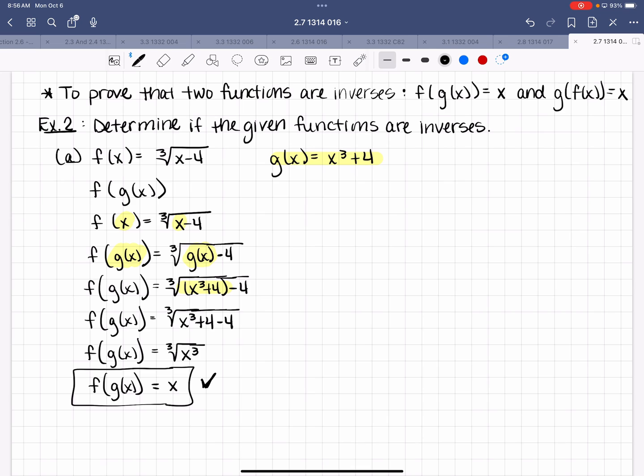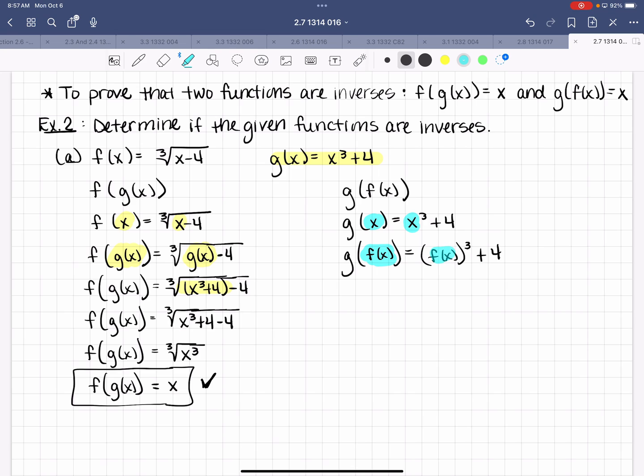Now we got to check the other one. In order for them to be inverses, g of f of x has to equal x also. Okay? So this time we start with, well, what did they tell me g of x was? They told me it was x cubed plus 4. Okay? I'm looking for g of f of x. So everywhere I see an x in g, I'm going to plug in f of x. Okay? So this is going to become f of x cubed plus 4.